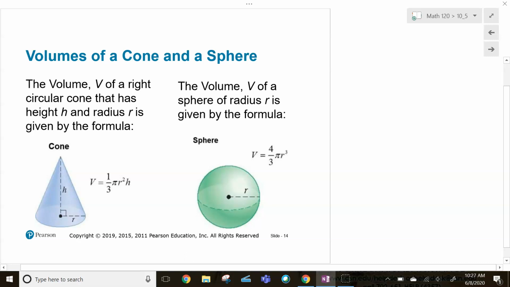All right, how about a cone? So here's our volume for a cone. We've got a third pi r squared times the height. And the volume of a sphere is 4/3 pi times the radius cubed. So that's for a cone and a sphere.